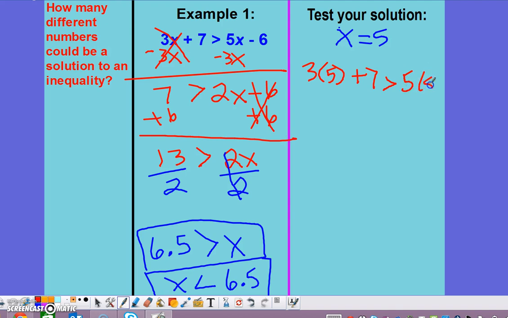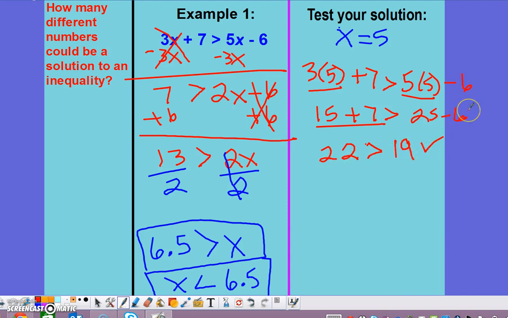5 times 5 minus 6. So I get 15 plus 7, bring down my greater than, 25 minus 6. 15 plus 7 is 22, is greater than, and when I do my 25 minus 6, I get 19, and 22 is greater than 19.